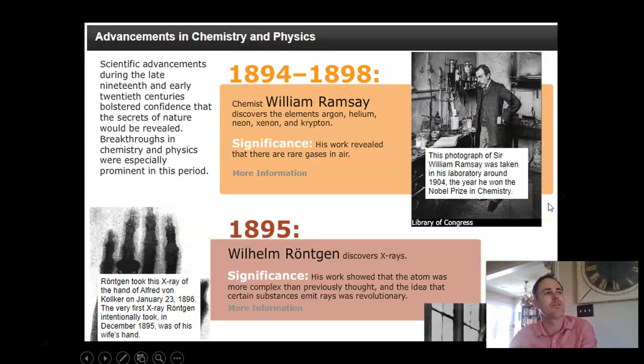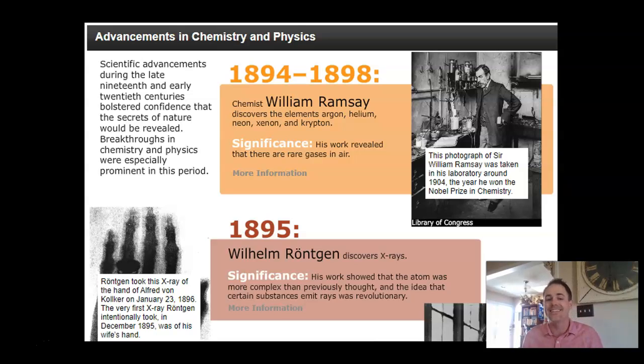All right. Also, as part of the second industrial revolution, are some key advancements in chemistry and physics that are going to bolster this confidence that the secrets of nature would be revealed. They're building on the work of scientists in the scientific revolution, but they're also going to redefine it. They're going to have to make some adjustments to what's known as Newtonian physics, because Einstein is going to discover something really radical happening at the subatomic level that is not happening in this physical world. Anyway, all right, I'm getting ahead of myself.